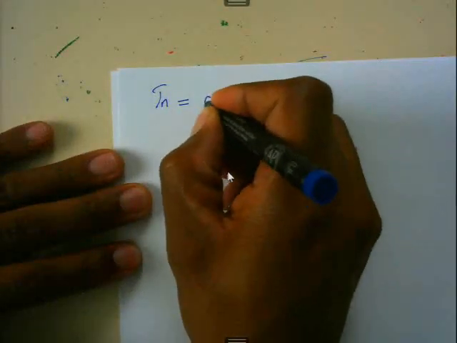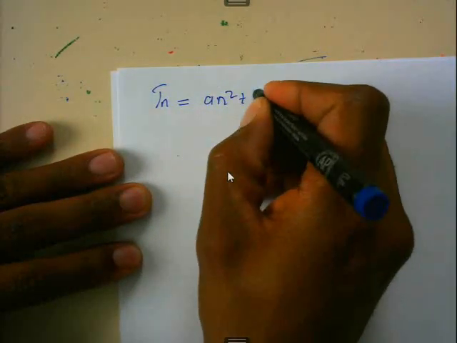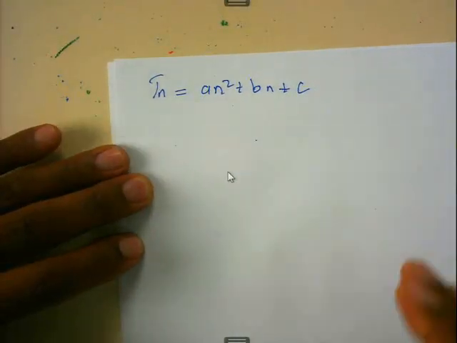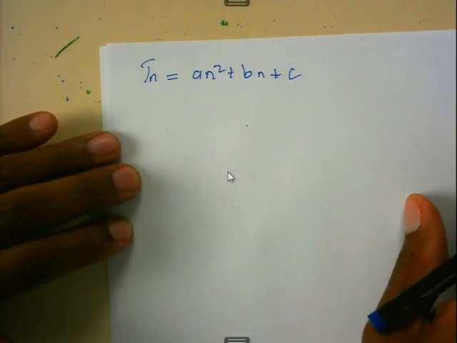Let us now start with the quadratic pattern. We know that for a quadratic pattern we have Tn equals an squared plus bn plus c. This is the general term for the quadratic pattern.